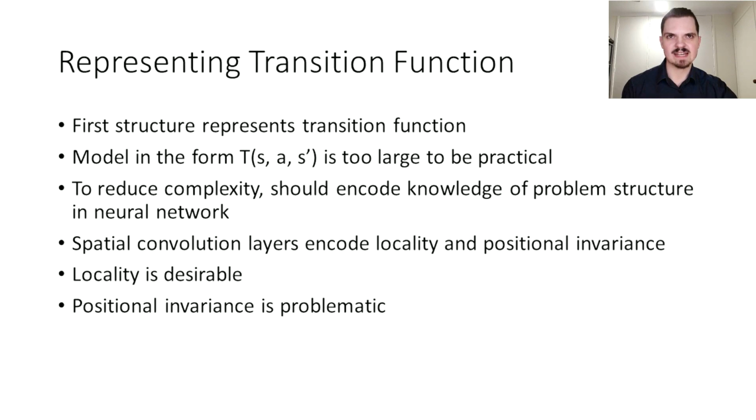Spatial convolution layers have often been used for this purpose, as they encode the constraints of locality and positional invariance. The value of an output is influenced only by inputs within some local neighbourhood of the position of the output, and is independent of the position of the output itself. The locality assumption is desirable for transition functions, as in general only local environment features influence the effective actions within a single time step. However, the positional invariance assumption is problematic.